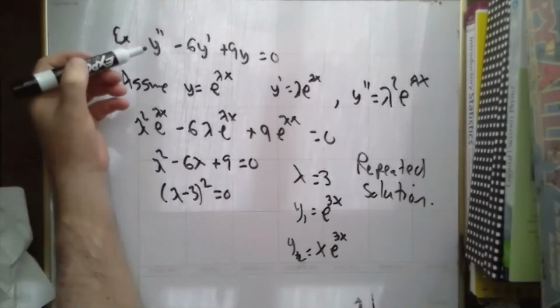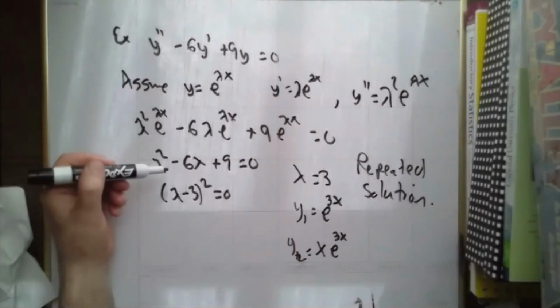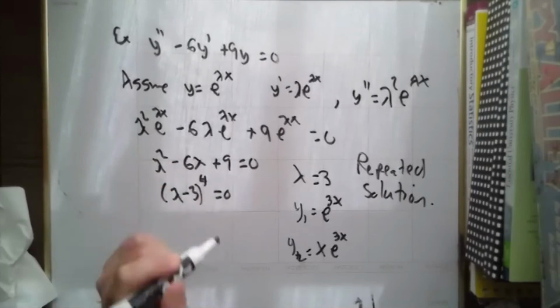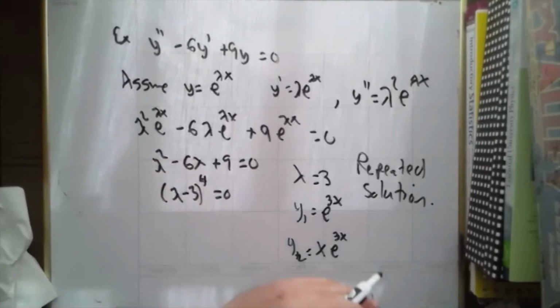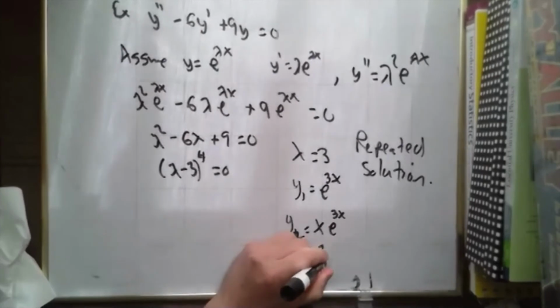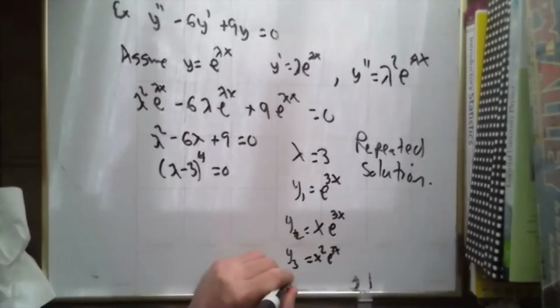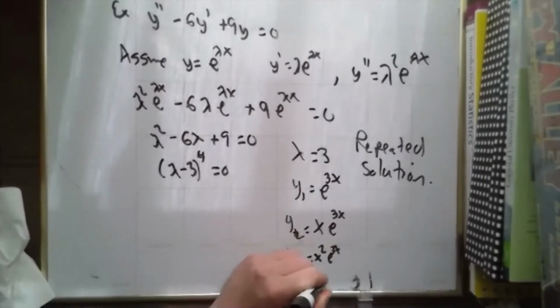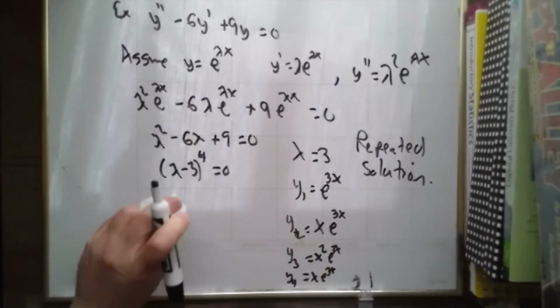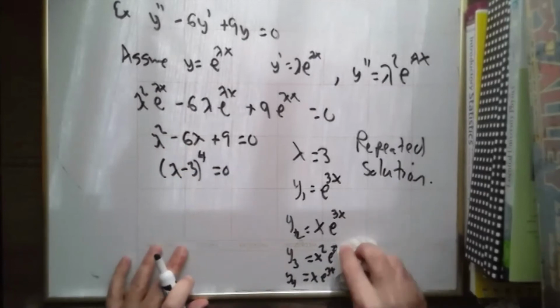If this had been fourth order and we had gotten, say, this to the fourth power, so it was repeated 4 times, then we would just keep tacking on extra x's. We would have y3 is x squared, and y4 would be x cubed times e to the 3x. Just keep tacking on extra x's until you get everything you need.